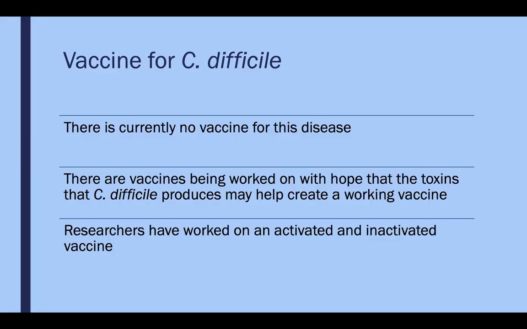Prevention. So vaccine for C. difficile. There's currently no vaccine for this disease, but there is one that is in the works, being researched. There are vaccines being worked on with hope that the toxins that C. difficile produces, that being the A and B toxins, may help to create a working vaccine. Researchers have worked on activated and inactivated vaccines.